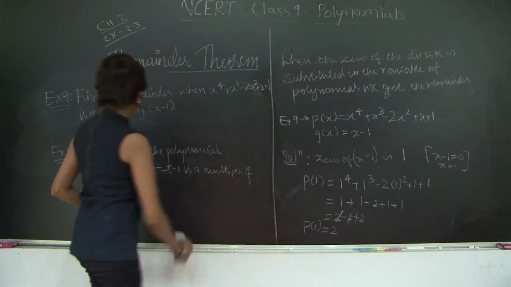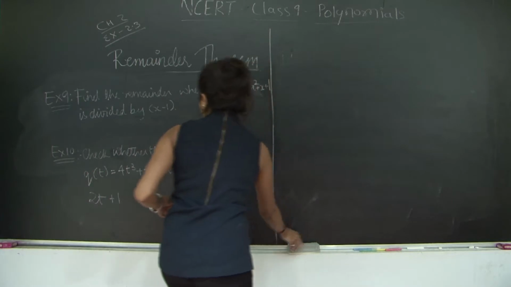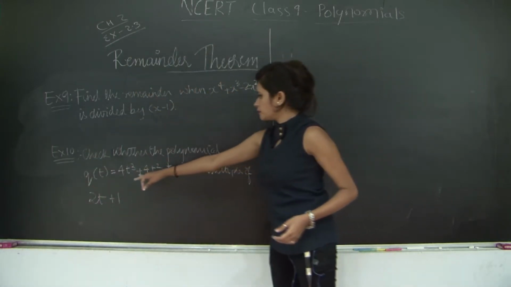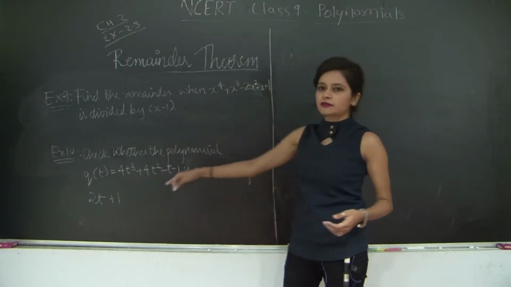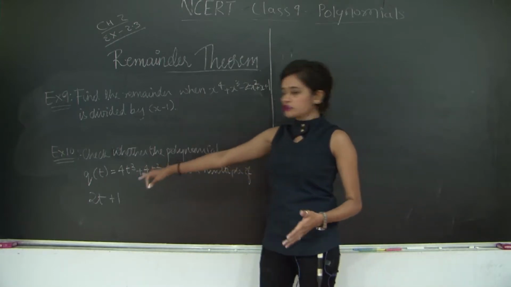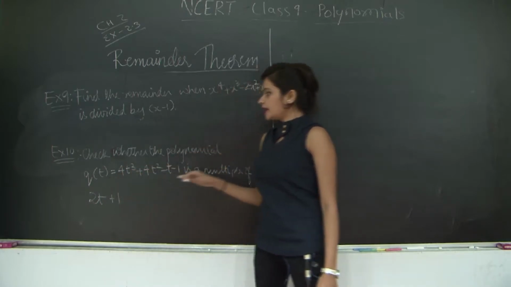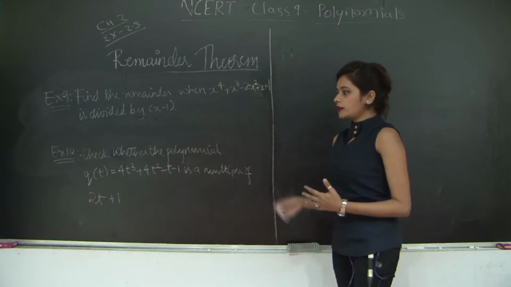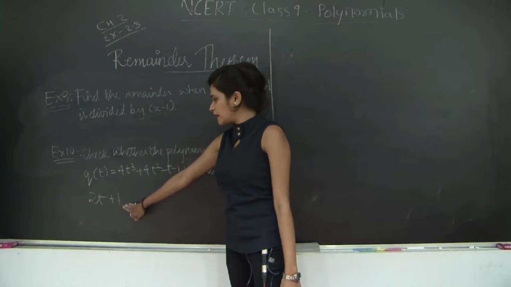Now let's go ahead and solve the other sum. Let me quickly erase the board for you. Okay. Check whether the polynomial q(t) given by 4t^3 plus 4t^2 minus t minus 1 is a multiple of 2t plus 1. Now in order for q(t) to be a multiple of 2t plus 1, 2t plus 1 has to divide it completely. That means the remainder should be 0. So how are we supposed to find the remainder? I am going to find the zero of 2t plus 1.